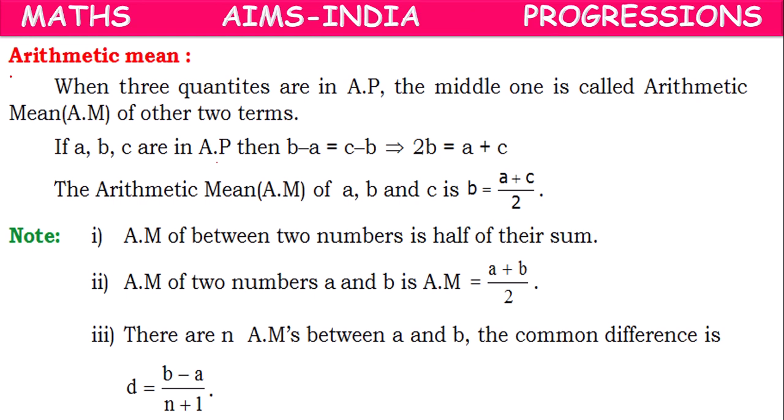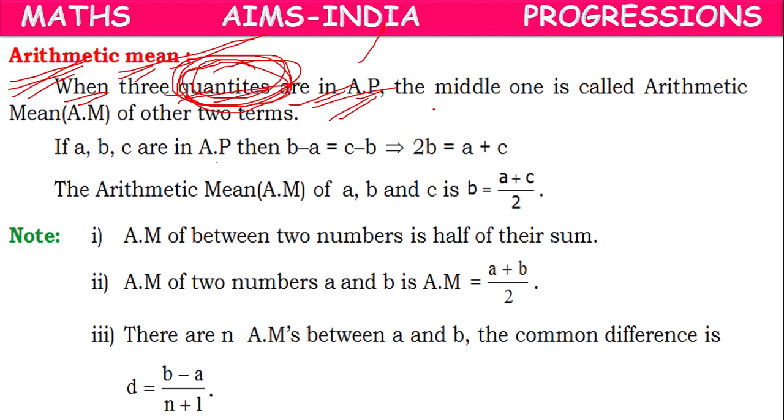Next we have a concept called arithmetic mean. When three quantities are in AP, that is three consecutive terms, the middle one is called the arithmetic mean of the other two terms. So this already we have discussed, children.